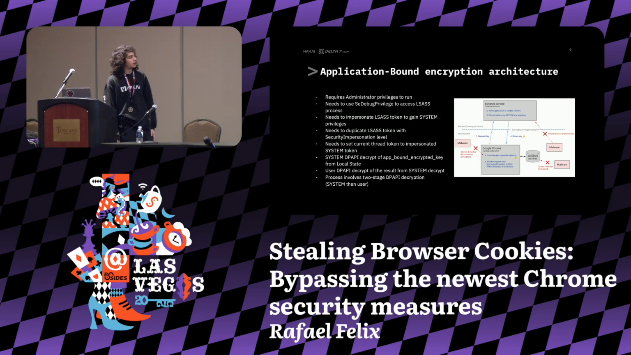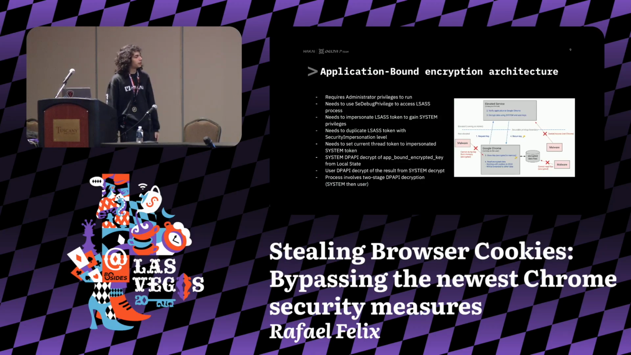Everything I'm showing here, you can see later on in the repository. I'll leave the QR code at the end of the talk. Everything is written in Rust, which I really like. And if you want to implement anything shown here, you can do it. It's actually a library, it's a crate. So you can just import it into your project and start stealing cookies.